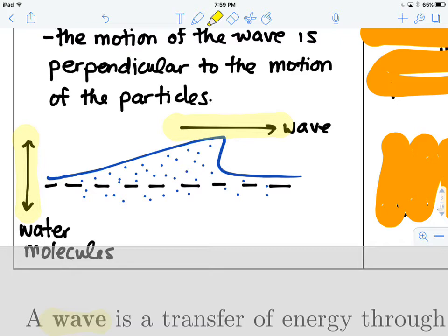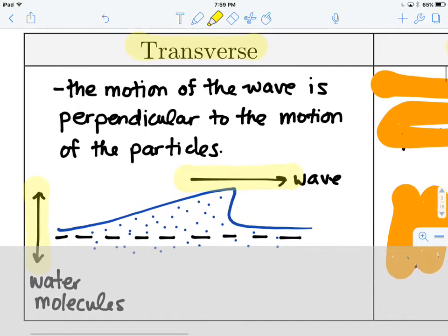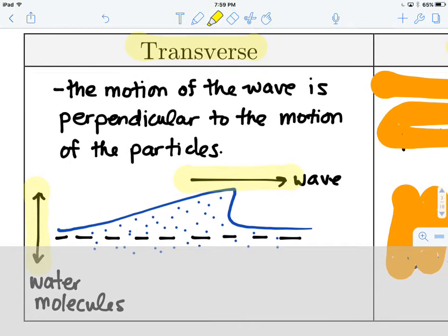Okay. Another common example of a transverse wave is, of course, what you'd see in any sporting event. The people in their seats move up and down. They stand up and they sit down, so they move up and down. But the motion of the wave is perpendicular to that, and it goes around the stadium.